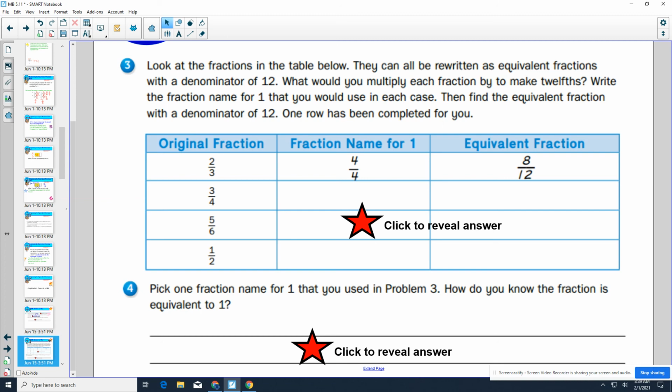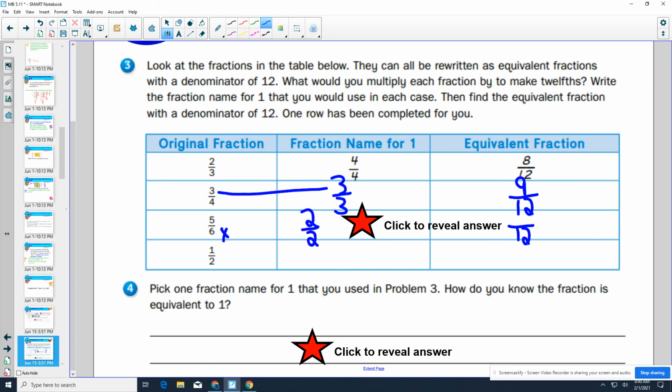So our goal is to get to 12ths, a denominator of 12. I have 4, so I know I would multiply that by 3/3, because 4 times 3 gives me 12, and 3 times 3 gives me 9. If you look at the next one, same thing. I look at the denominator. It tells me I have to have it out of 12ths, so I could say 6 times 2, so I would do 2 on the top, and 5 times 2 is 10.